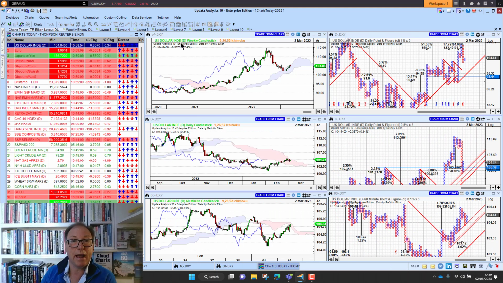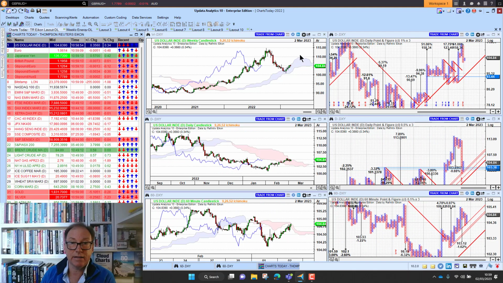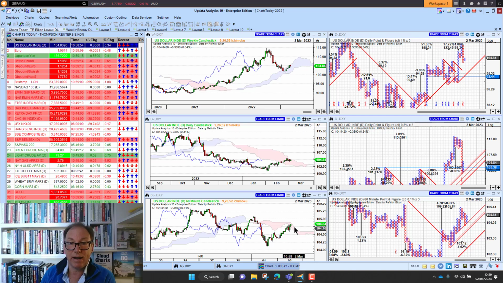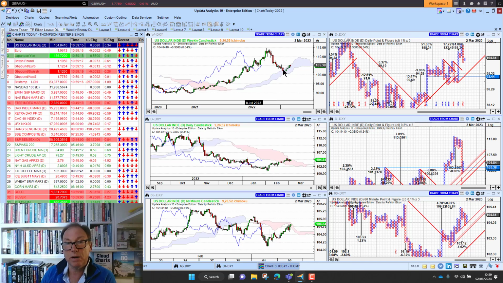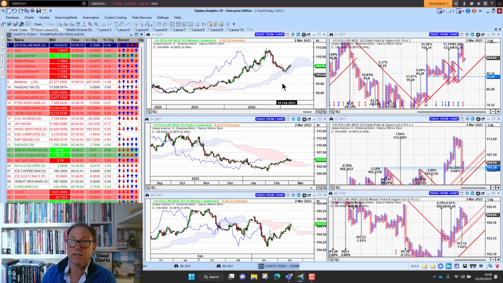So we're looking at the dollar index and still holding that ground just back below the 105 level. That is going to be an important level. That was previously support, now resistance, but that bounce on the weekly cloud is quite key there.